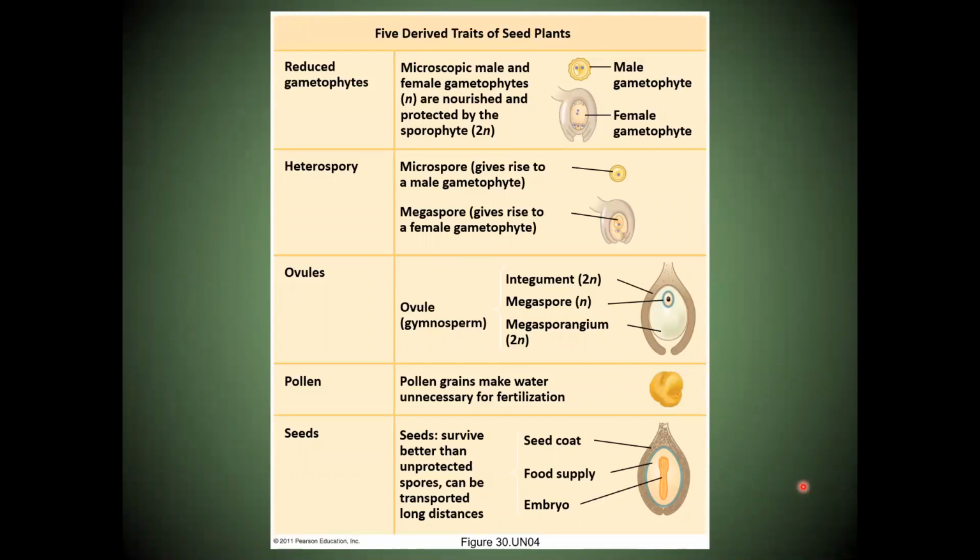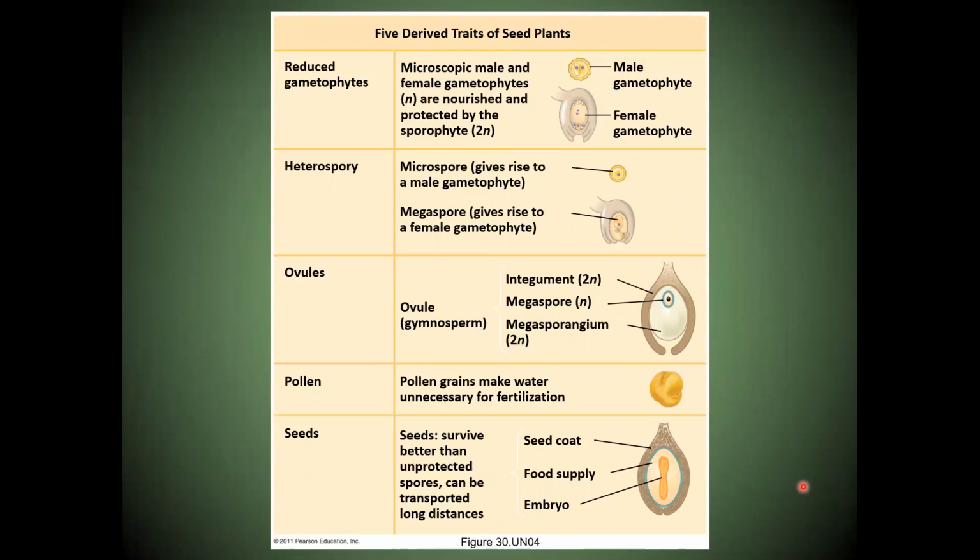Now, again, this is not a new picture. You have already seen this. This is regarding the characteristics or the derived traits, synapomorphic features of seed plants. All of them have smaller, microscopic gametophytes, right? Heterospory is universal, microspores and megaspores, right?